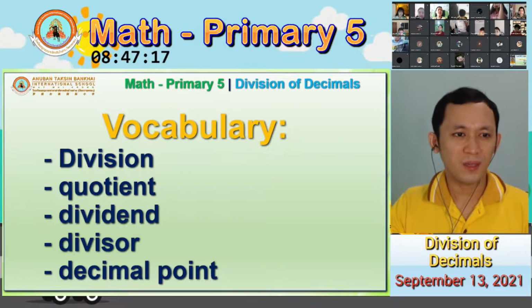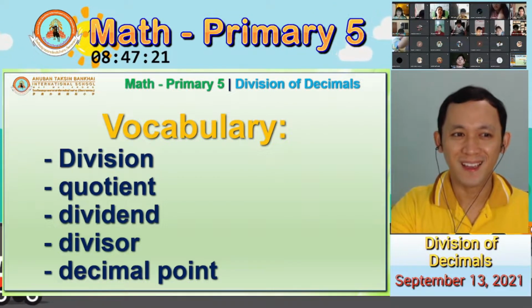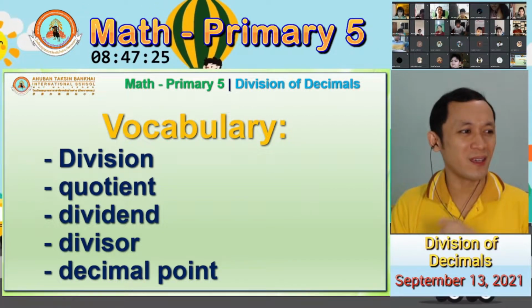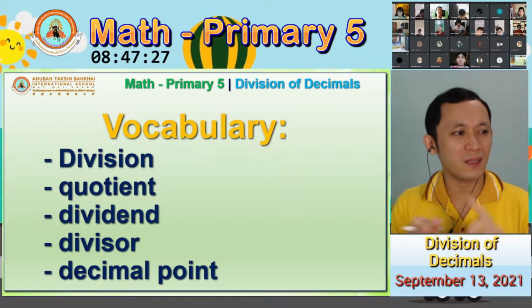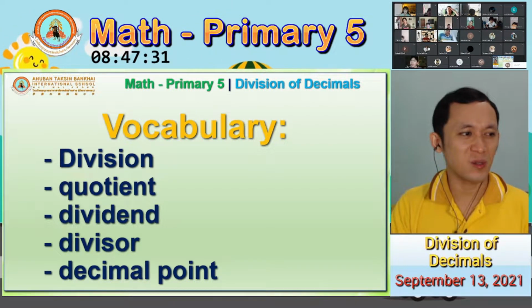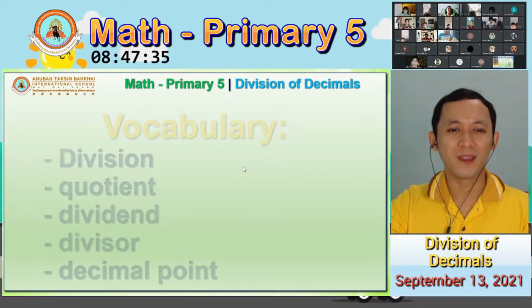And how about divisor? Okay, is that correct, Teacher M? Yes, correct. Very good, Wimipa. So again, we have division, quotient, the dividend, divisor, and I will not ask you what's decimal point. You know already what is decimal point, okay?